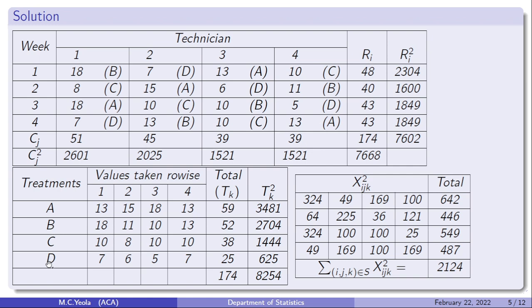In such a way all these treatments' values are taken row wise, and we have written here its total that we have obtained. This is the total of all observations. Its square we have obtained here, and Tk square sum also we have obtained. To get total sum of square we require the sum of squares of all the observations. So here we squared 18 square, 7 square, like this all 16 observations, and their total we have taken, that total is 2124.